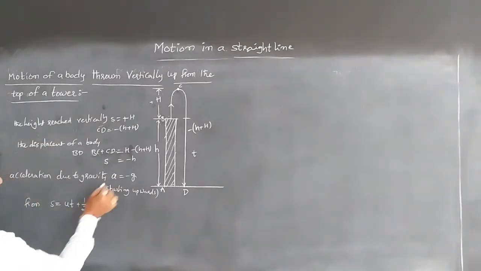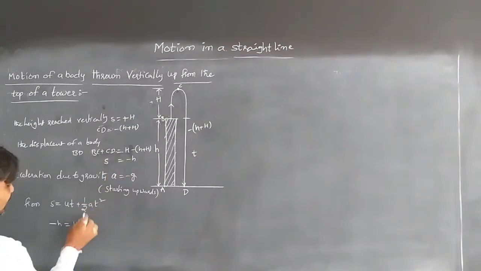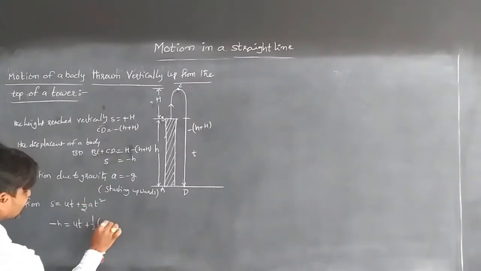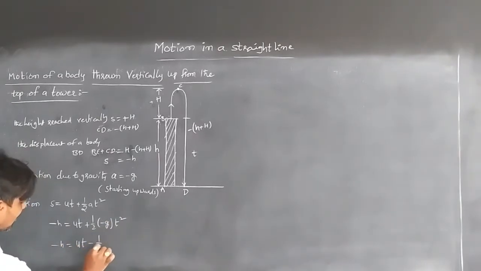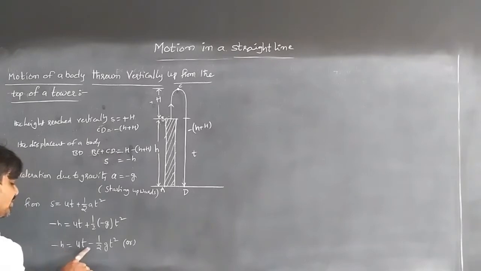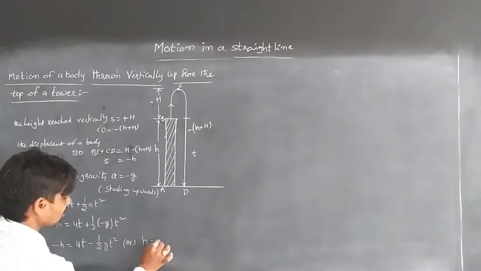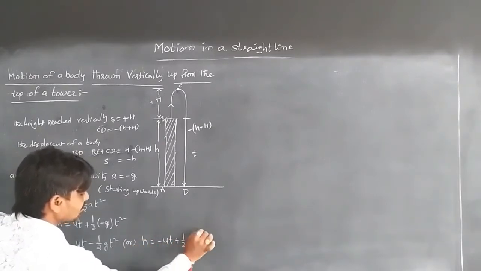From that equation we can write s is equal to minus h, u is equal to u, and a is equal to minus g. Substituting half of minus g into t square, minus h is equal to ut minus half gt square. By taking the minus, h is equal to minus ut plus half gt square also we can write.